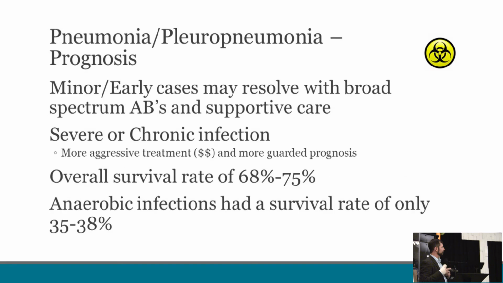So as far as prognosis goes, minor or early cases may resolve just with a course of antibiotics and some supportive care. Once we get into severe or chronic infection, that's when we're talking much more aggressive treatment and a more guarded prognosis as well. Some studies have reported that, for horses that are treated for pneumonia, a survival rate of anywhere from about 68 to 75%, which seems not too terrible. But if there is an anaerobic infection that gets in there, or a particular type of bacteria, that survival rate will drop to about 35 to 38%, so not a very rosy picture.